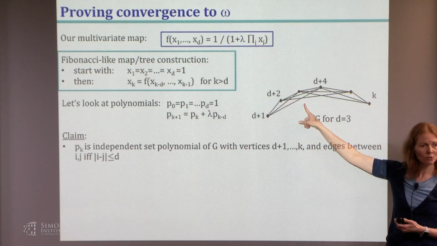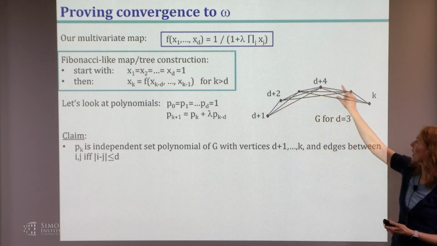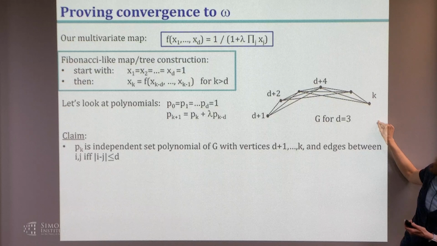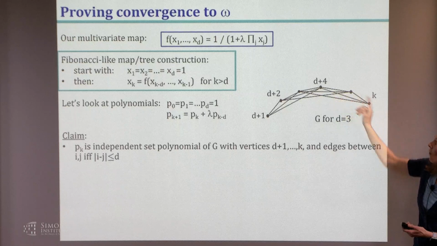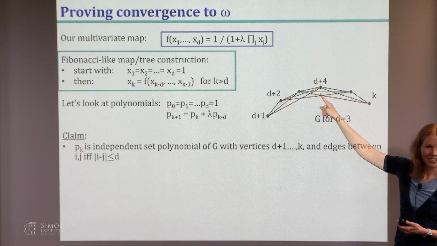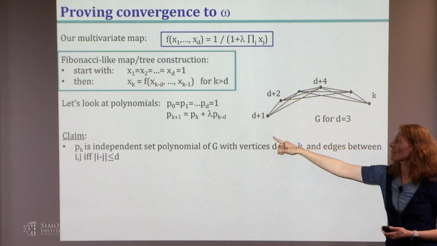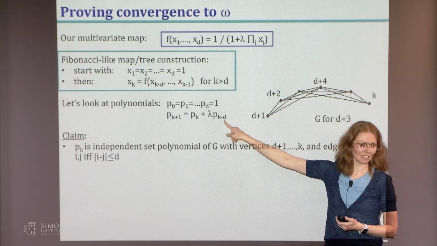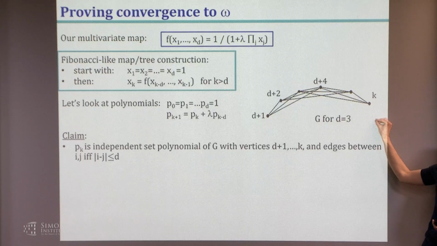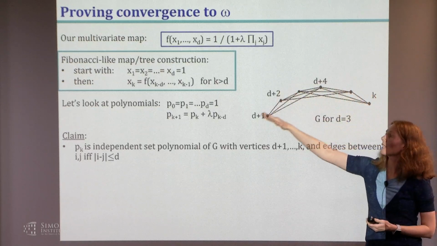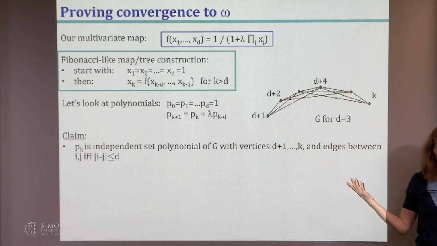And this is not difficult to see by induction, because when I add a new k plus first vertex, if it is in an independent set, it's going to have a contribution of lambda, and then it's going to kill all of its previous d neighbors. So then I will have to multiply by p of k minus d. On the other hand, if my new vertex is not in the independent set, then I'm free to take any independent sets from the previous k.